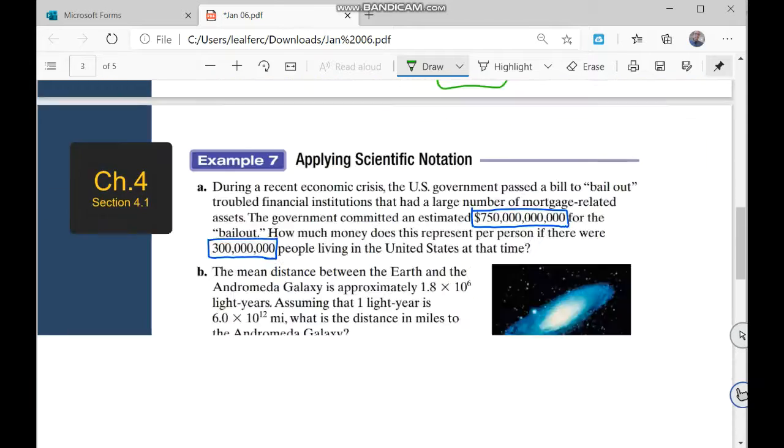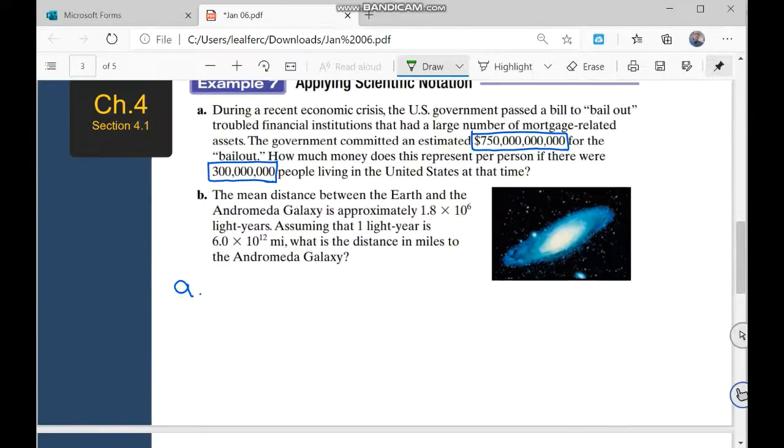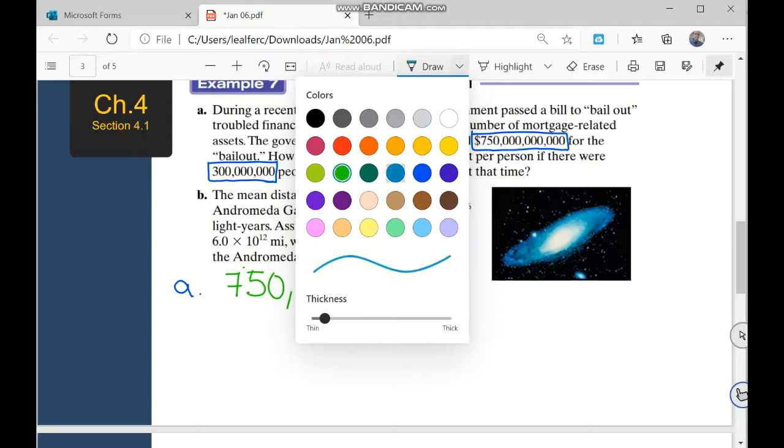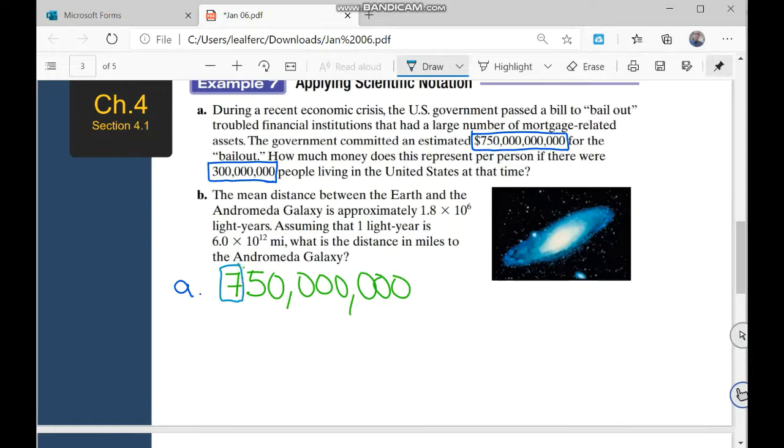Let's check here. We're going to do the same thing. The first significant digit in $750 billion is 7, right? So this is the first digit, 7. We're going to move the point, or the dot, all the way before the 7. 1, 2, 3, 4, 5, 6, 7, 8. So this equals 7.5 times 10 exponent 8.